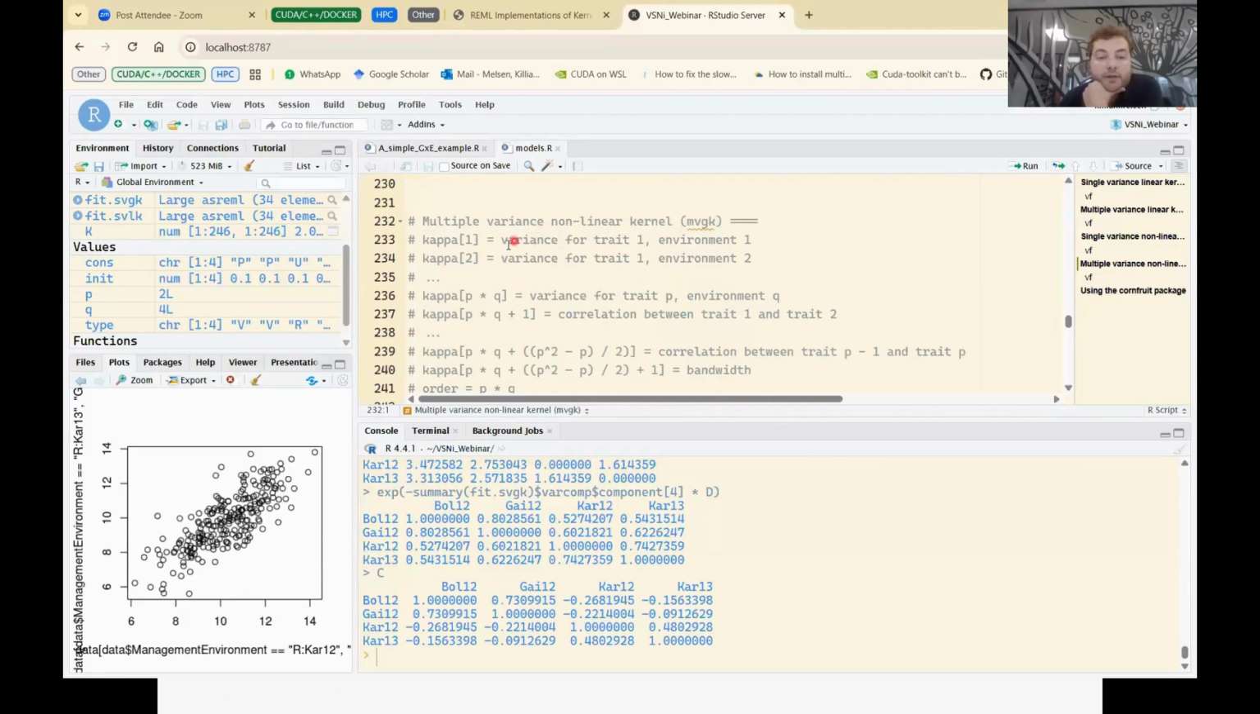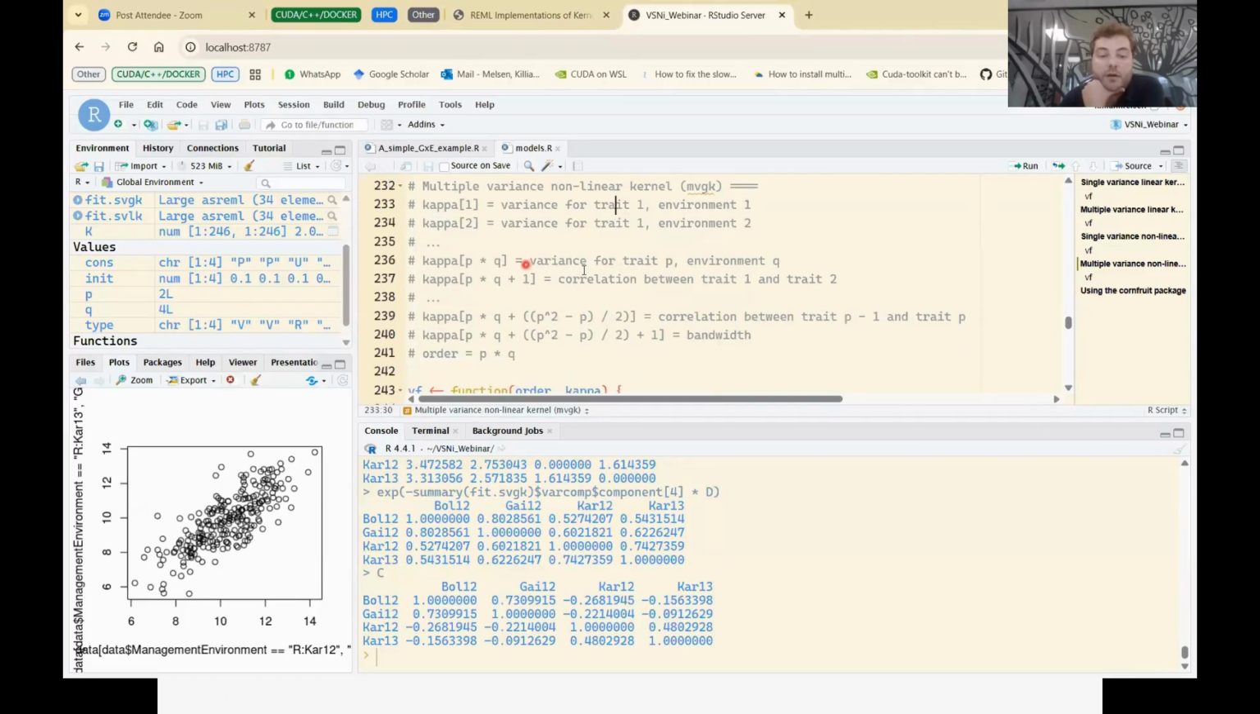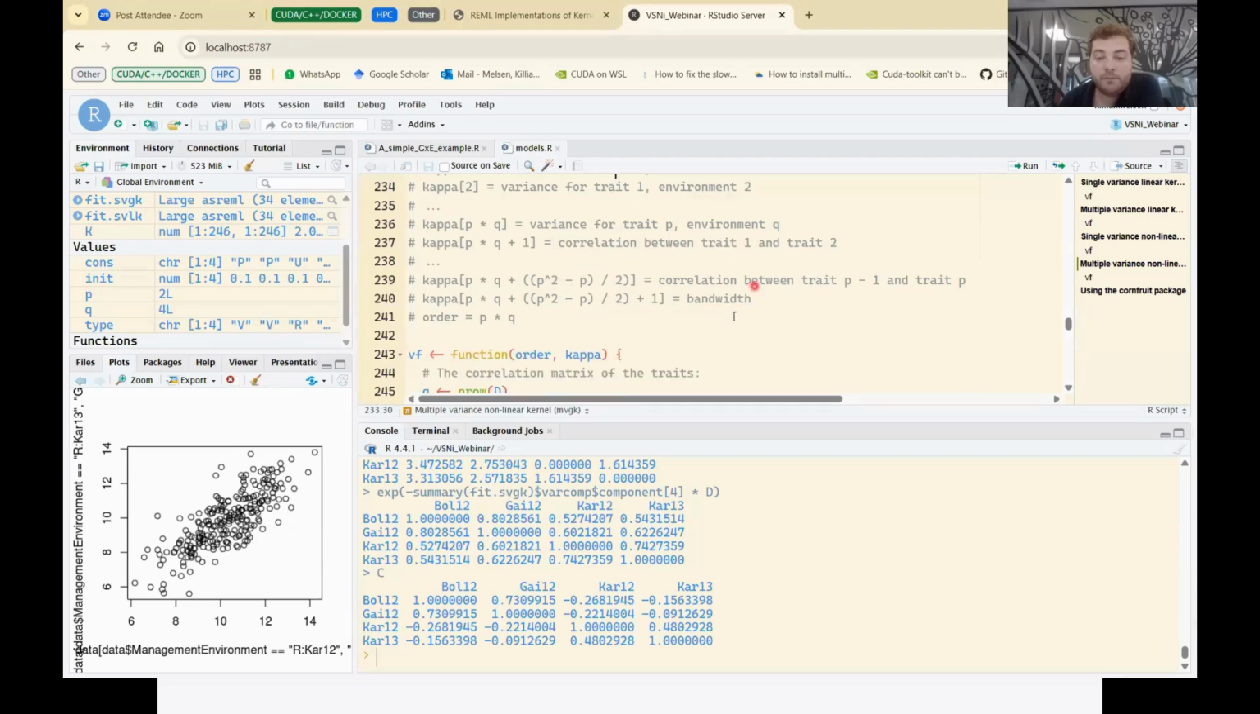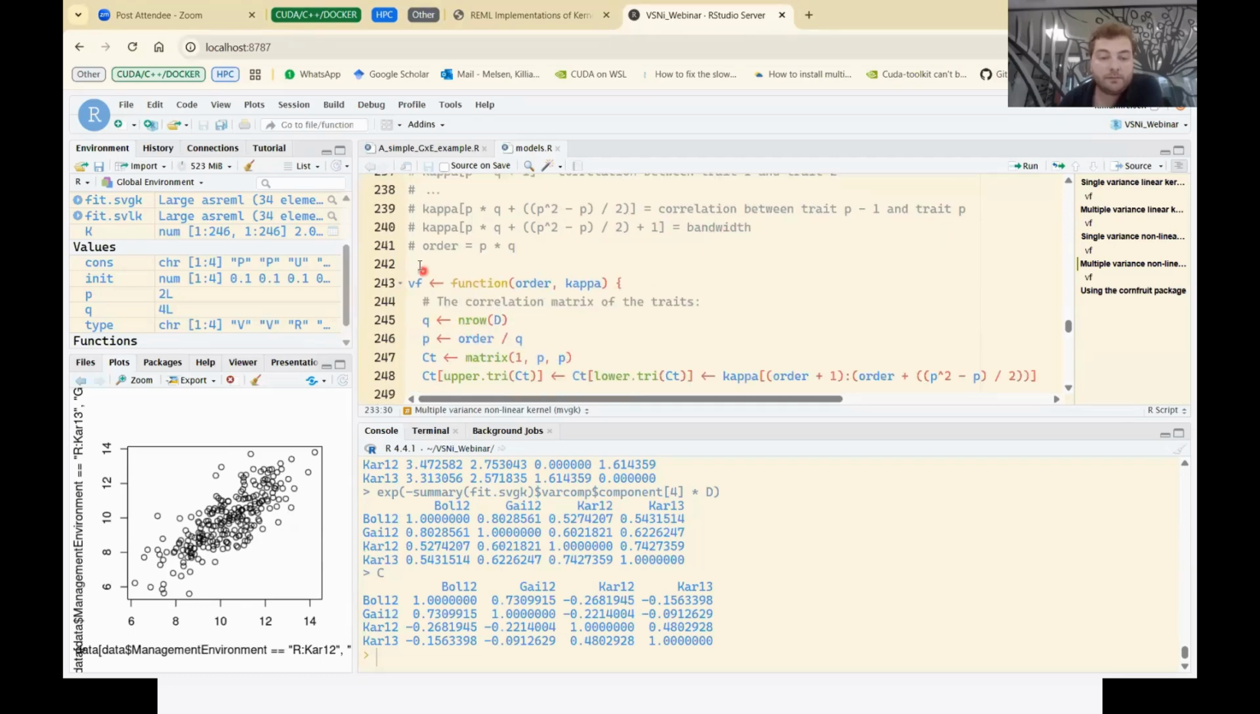Yeah, so the way I've done it here is I first take all of the variances. I've used trait here, but I'll show later that you can use this for multiple traits as well. Just imagine this as management. So we would have the variance for the first management, first environment, variance for the second environment within the first management, all the way up to the variance for the last environment in the last management or trait, which in our case would just be the second management. Then we get the correlations, which there would only be one correlation again. And then finally, again, we get the bandwidth.